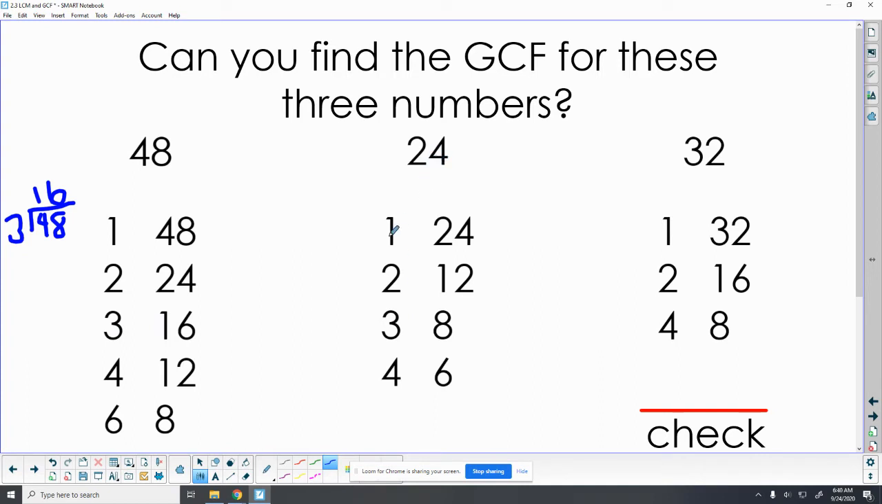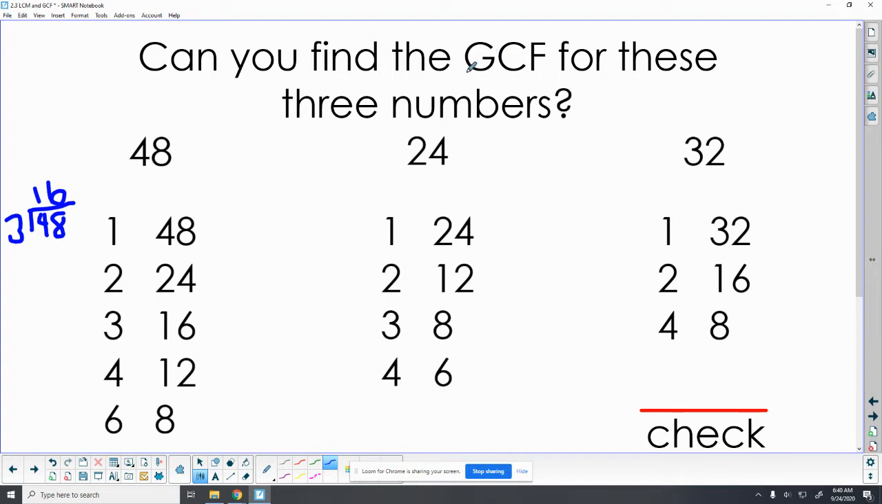So now I ask myself for 24, 1 times 24. Can 2? Yes, 2 times 12. Can 3? Yes, 3 times 8. Can 4? Yes, 4 times 6. Can 5? No. And I already have 6, so there's all the factors for 24. And then 32, we have 1 times 32. There's always going to be 1 and the number. 2 times 16, 4 times 8. So 3 can't go in there, 5 can't, 6 can't, 7 can't, and I already have 8. So here are all of the factors for 48, 24, and 32.